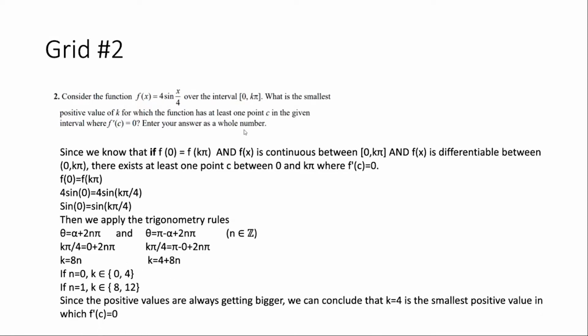We don't include 0 because it's already in the interval. So we'll just include the closest next value, because in this case they're asking for the smallest, which is 4. So k, which is 4 pi, so k will be 4.